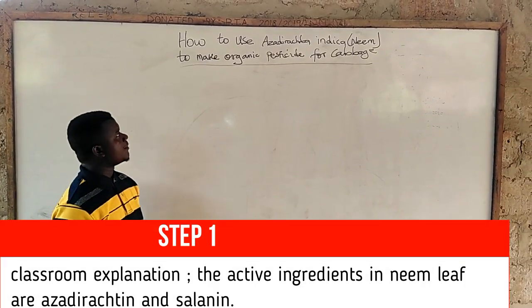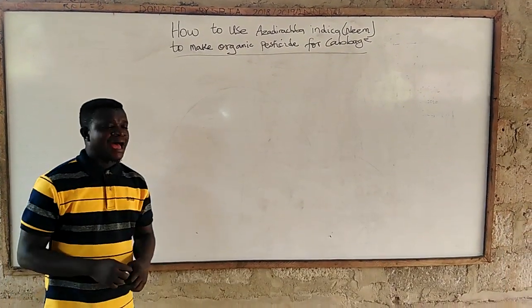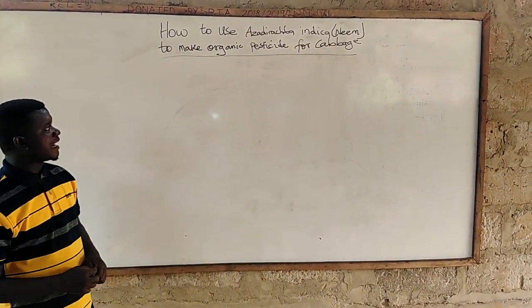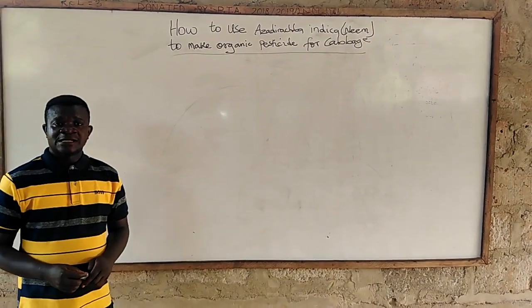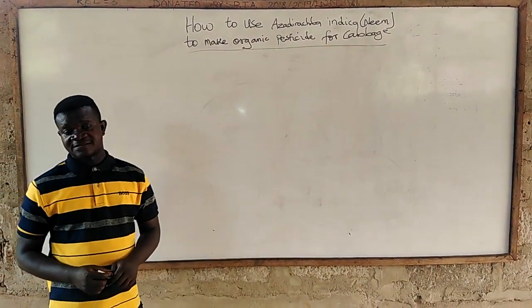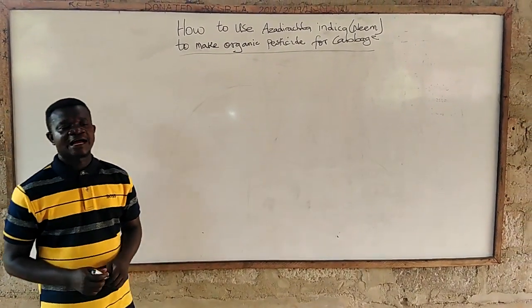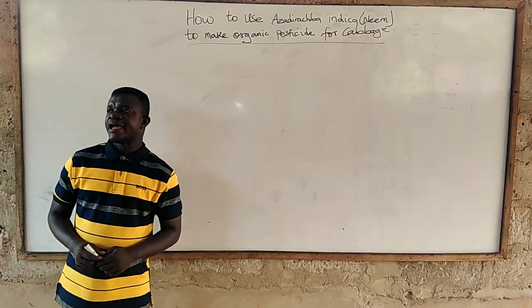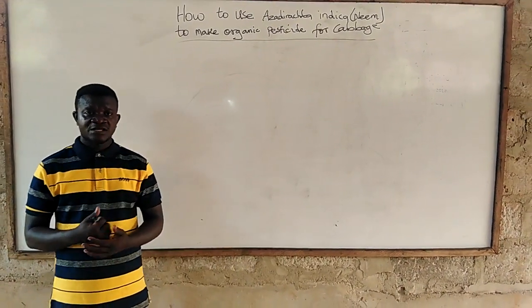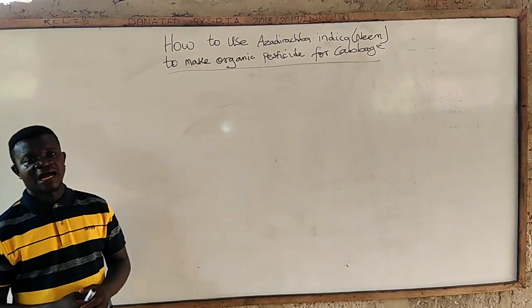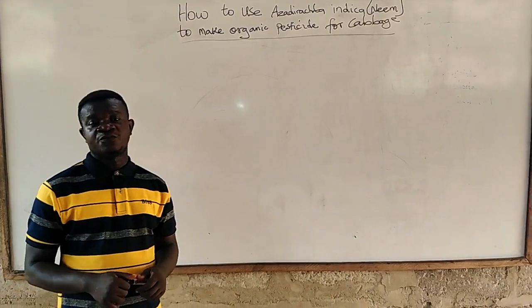Today we are going to talk about how to use Azadirachta indica to make organic pesticide for cabbage. Azadirachta indica is a herb or a plant normally found in our environment and not too far from town.